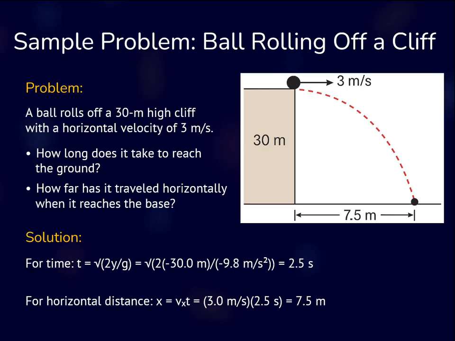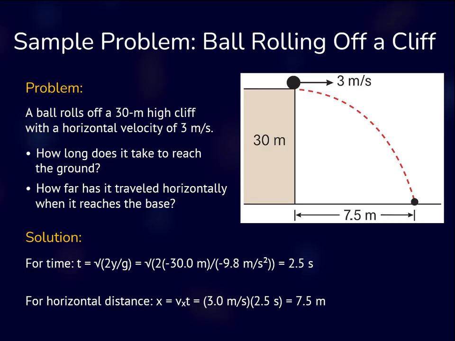So let's solve a simple problem. A ball rolls off a 30-meter high cliff with a horizontal velocity of 3 meters per second. First up, how long until it hits the ground? This is going to be an issue of time. So I'm going to use y is equal to 1/2 gt squared. In other words, y is equal to 1/2 multiplied by acceleration due to gravity multiplied by time squared.